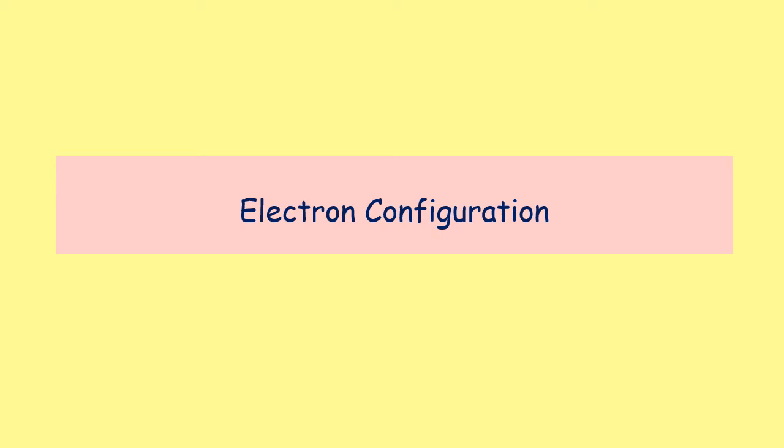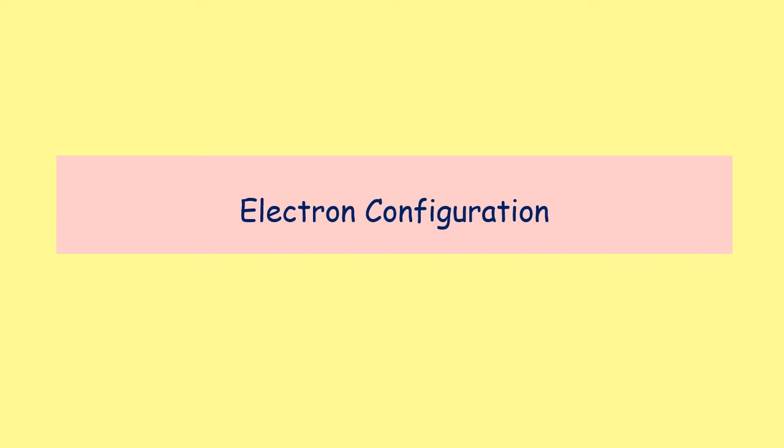So welcome to another Advanced Higher Chemistry video. We are still in Unit 1 and this video is going to be focusing on electron configuration, and this follows on nicely from the video we just had looking at the rules for filling orbitals.